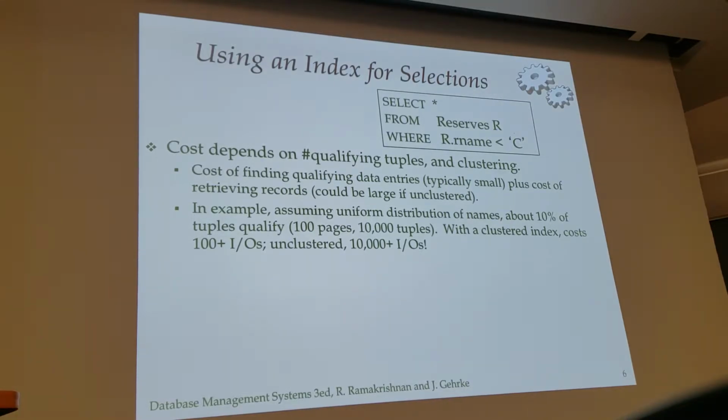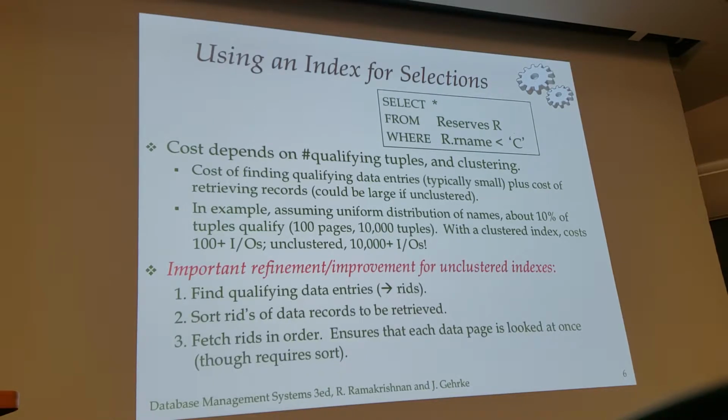On the other hand, if it's unclustered, bing, bing, bing, you keep hitting all over the place. So you follow the unclustered index, it tells you all the things in order from A up to C. So searching in the index is nice, but then the data, you might hit things all over the place, which might cost you 10,000 IOs.